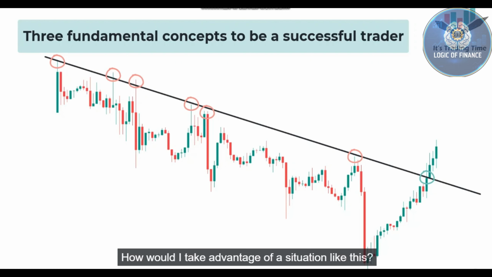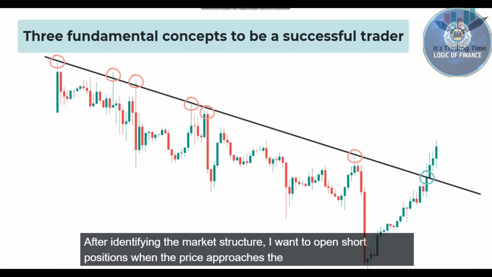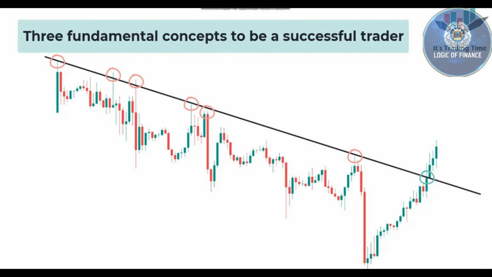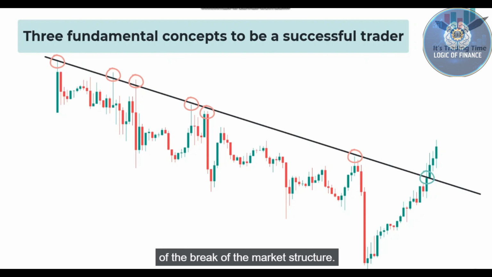How would I take advantage of a situation like this? After identifying the market structure, I want to open short positions when the price approaches the key level at the top. At the end, there is a breakout and it might be a good opportunity to open a long position and take advantage of the break of the market structure.